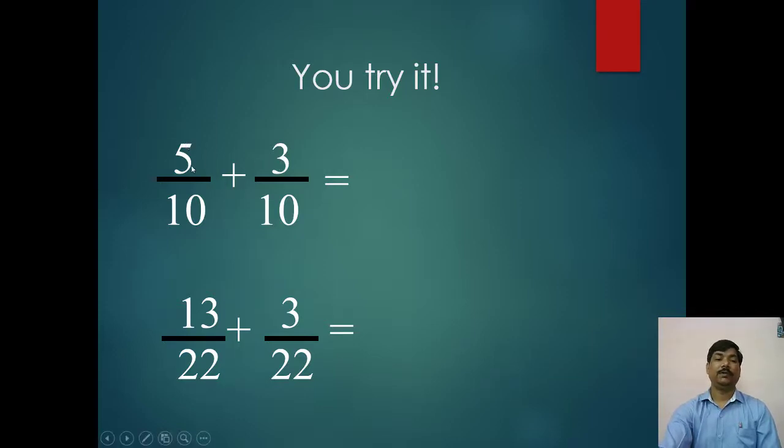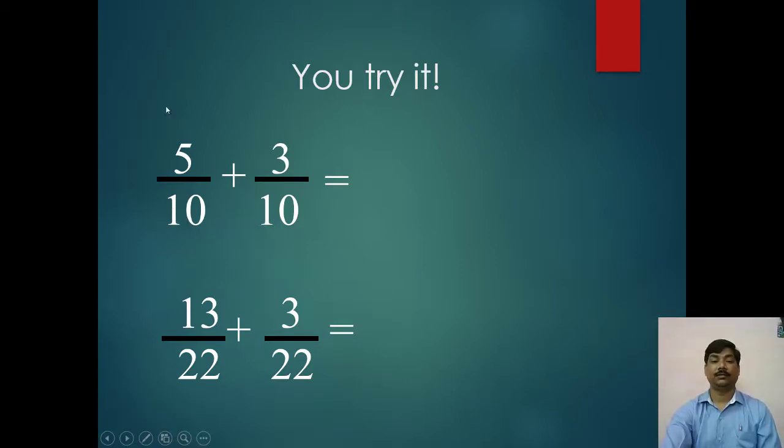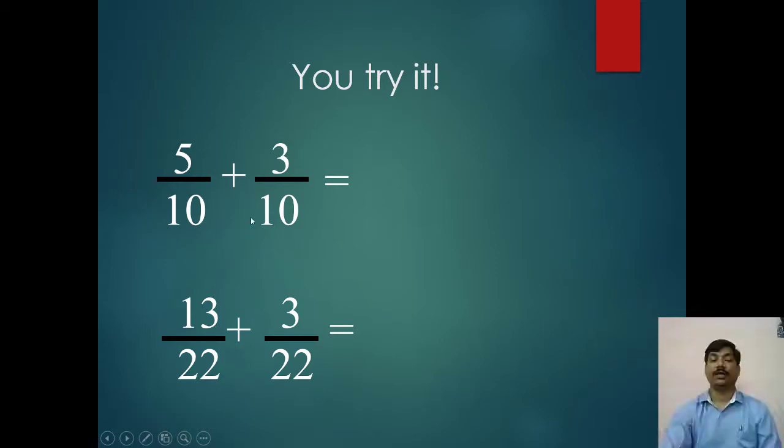You have to add 5 upon 10 and 3 upon 10. First we see which type of fractions these are. These are like fractions, so you have to add them.